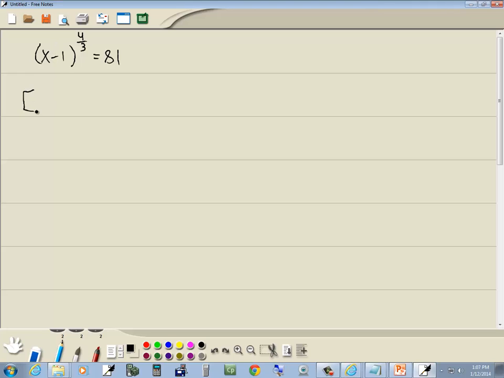Then you can take both sides and raise it to a power equal to the reciprocal of this exponent. Reciprocal means fraction flipped. So I've got 4/3. I would take both sides to the 3/4 power.